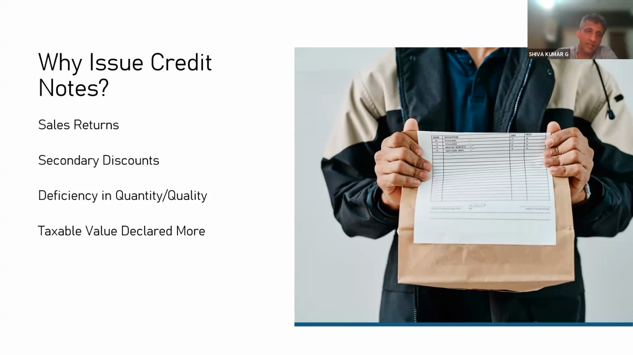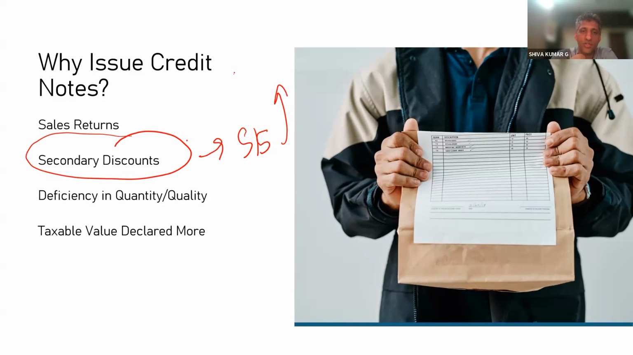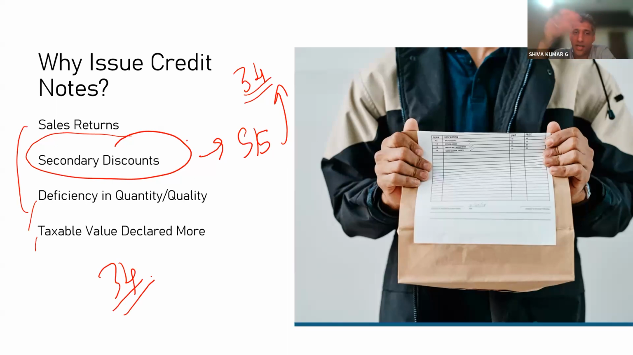Now, the funny part is that secondary discounts come under section 15, whereas section 15 leads you to section 34 for this secondary discount. For the remaining items, you directly go to section 34. That is, section 34 gives the power or the authority for a supplier to issue a credit note to reduce his tax liability. And that power uses the words: if the taxable value declared in the invoice is more than the taxable value required to be declared, by reason of sales return, deficiency in quantity, or the like.